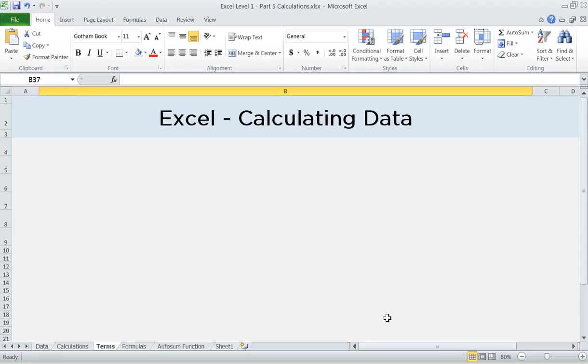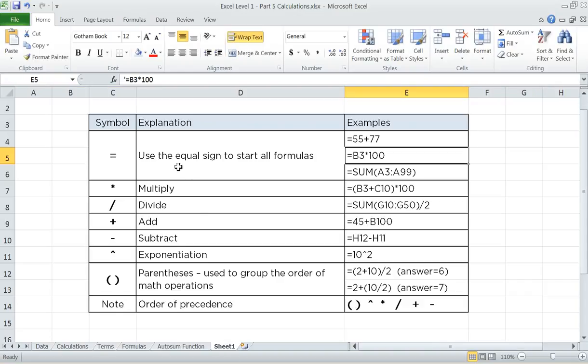So in this recording, I want to introduce you to calculating data with Excel. And I've made up a little table I want to share with you. And here we go. Every time you start a formula, start it with the equal sign.